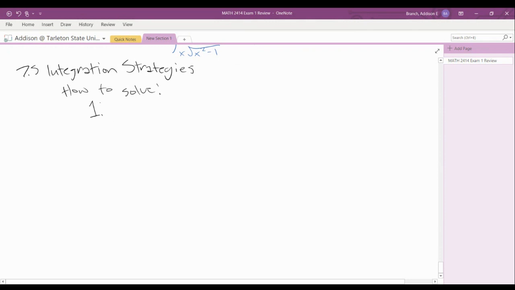Step 1 is going to be simplify your integrand, see if you can get rid of anything. Step 2, look for an obvious solution. By that, after you simplify, do you have something that you can just plug into a normal rule, or something that's an easy u-sub? Like if you have sine of x times cosine of x, you can just do an easy u-sub for that.